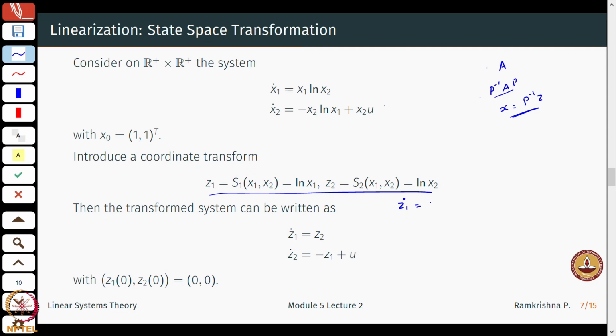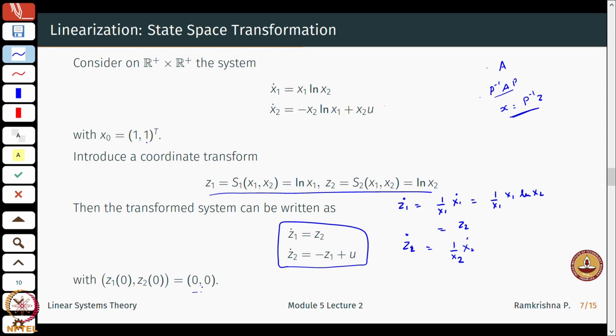So, if I compute this, Z1 dot is 1 over x1, x1 dot. So, that is 1 over x1. What is x1 dot? It is x1 of x2. So, this is log of x2, that is Z2. Similarly, I compute Z2 dot is 1 over x2, x2 dot, and I get a very nicely looking linear equation of this form. Not only that, even the initial conditions transform to the origin.